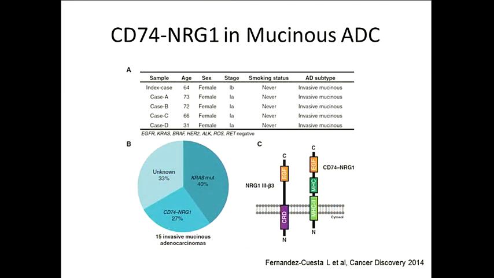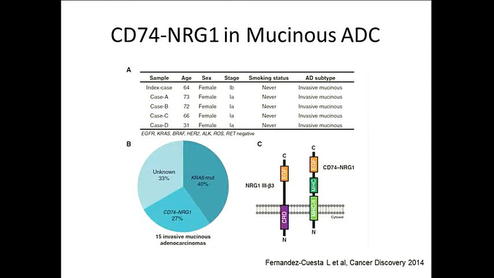Roman Thomas's group from Germany just published this past year, however, that there's a really interesting novel fusion that's detected in a large number of these KRAS negative mucinous adenocarcinomas. These were all female never smokers, so another fusion that's arising in a non-smoker.